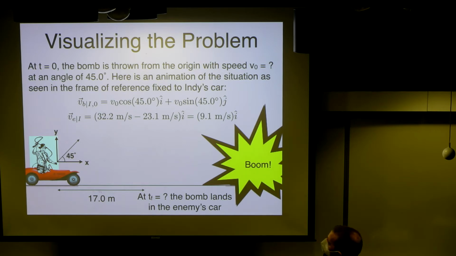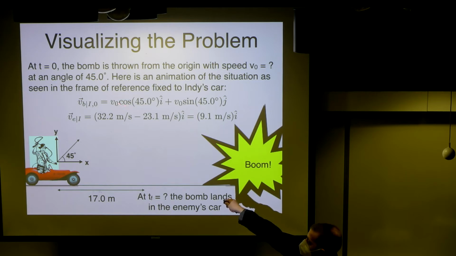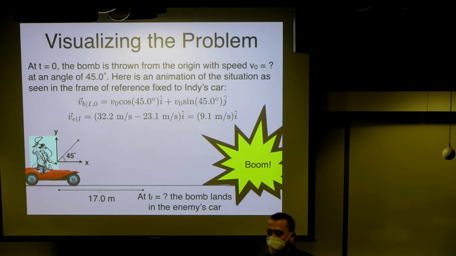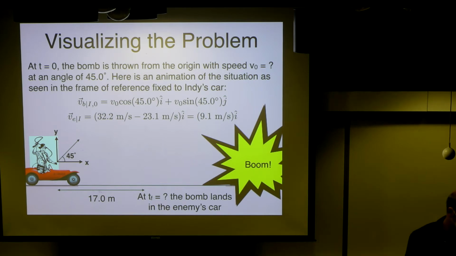But here's the thing. We do not know what the speed is to start off. We don't know how fast he's throwing the bomb. That's what I'll call v naught, just the initial speed. But if I wanted to write what the x component is, I would just say v naught cosine 45 degrees, okay? And for the y component, I would say v naught sine 45 degrees. So v naught is another unknown in addition to t final. So we have these two different unknown quantities. Does that make sense?